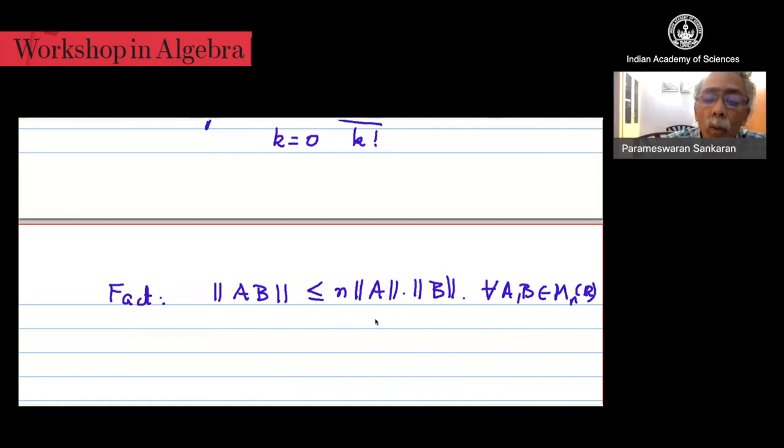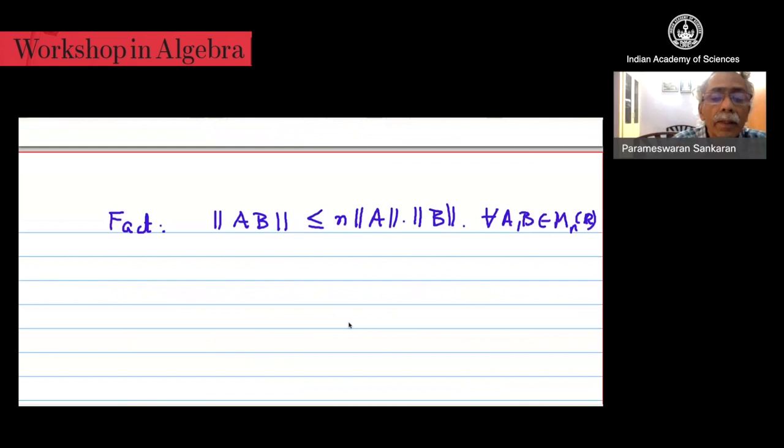Let me just give a proof of this because this is going to play a crucial role. And mind you, this n is the same as the size of the matrix, so it doesn't vary with A and B. This constant is independent of A and B. Okay, let's just very quickly give a proof.